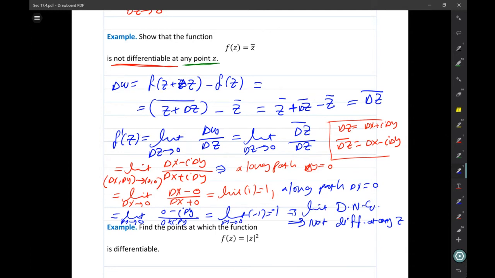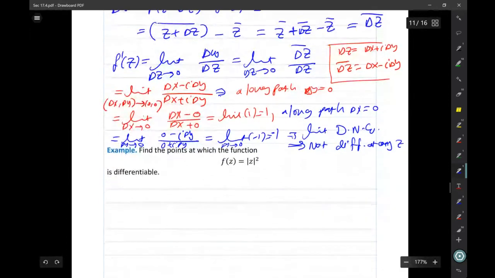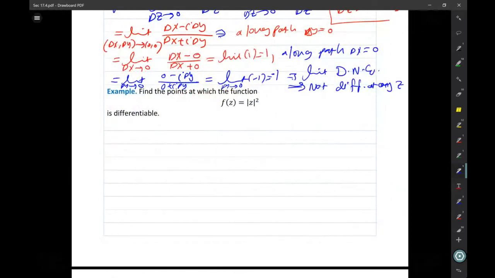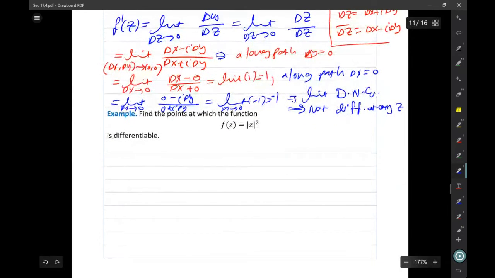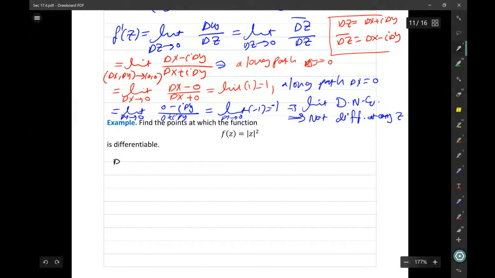Any question for this example? Right. Let us see the next one. Show that the function f of z is equal to modulus z squared is differentiable everywhere in the complex numbers. Now I have to find delta w and see what the limit is there. Let us see how. Delta w is f of z plus delta z minus f of z, which is equal to modulus of z plus delta z squared minus modulus z squared.